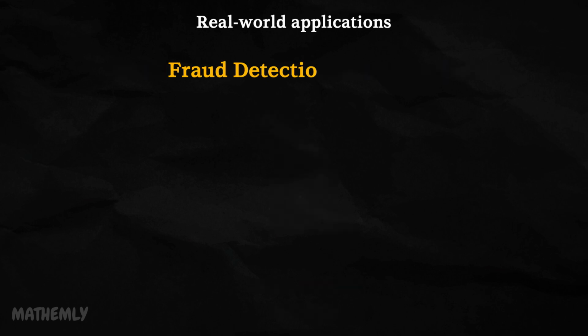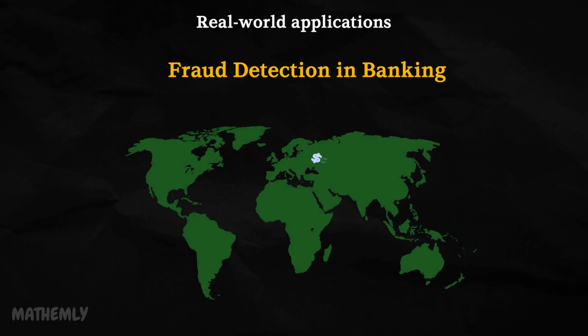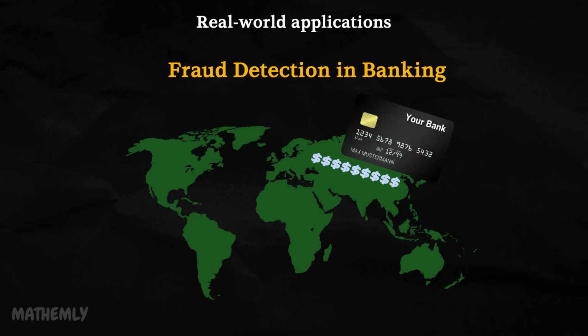Fraud detection in banking. Banks use Naïve Bayes to detect credit card fraud by analyzing past transactions. If a sudden, high-valued purchase occurs in a different country, the algorithm checks the likelihood of fraud based on past spending patterns and can trigger security alerts or block transactions.